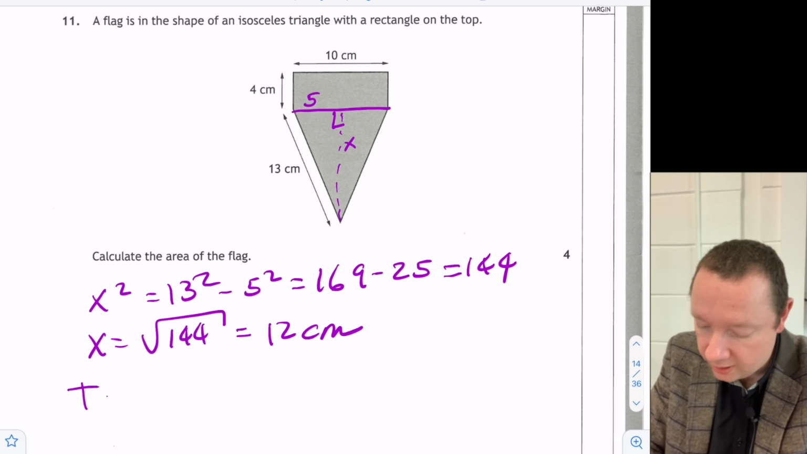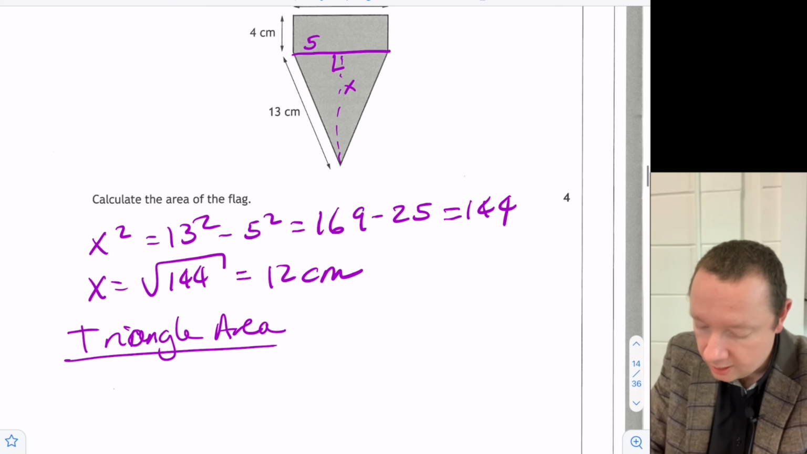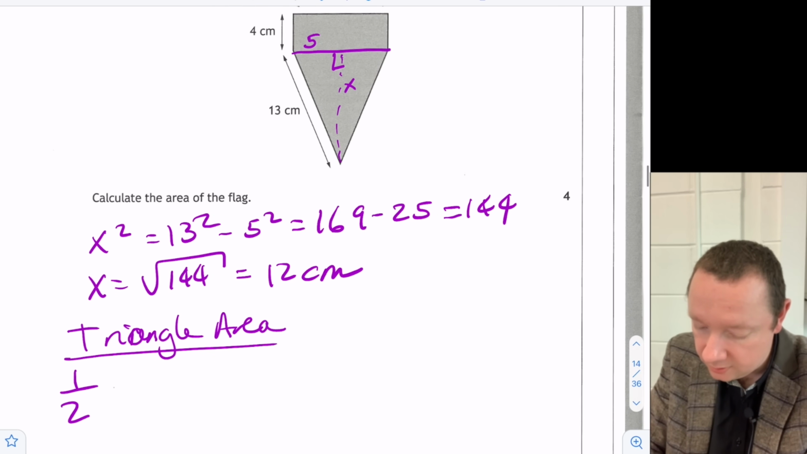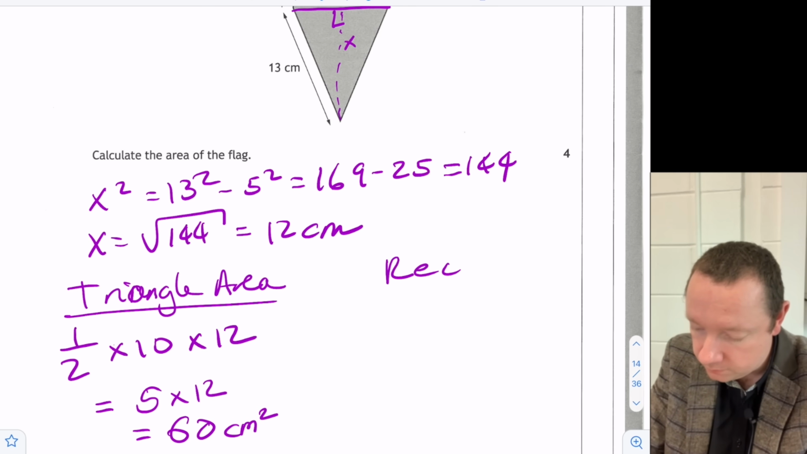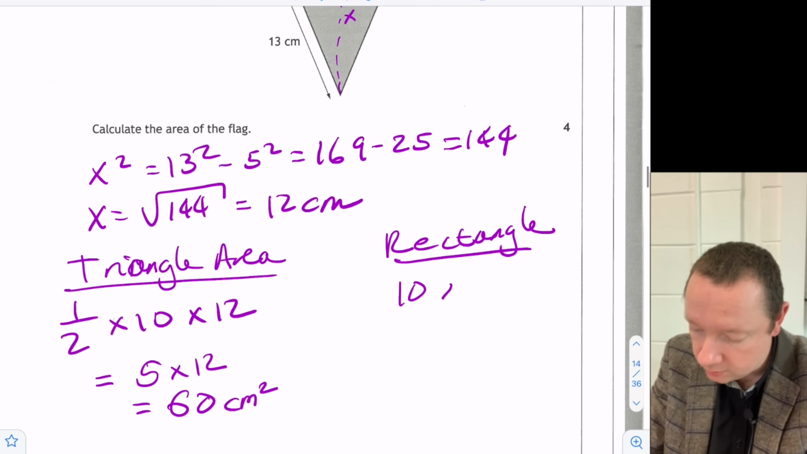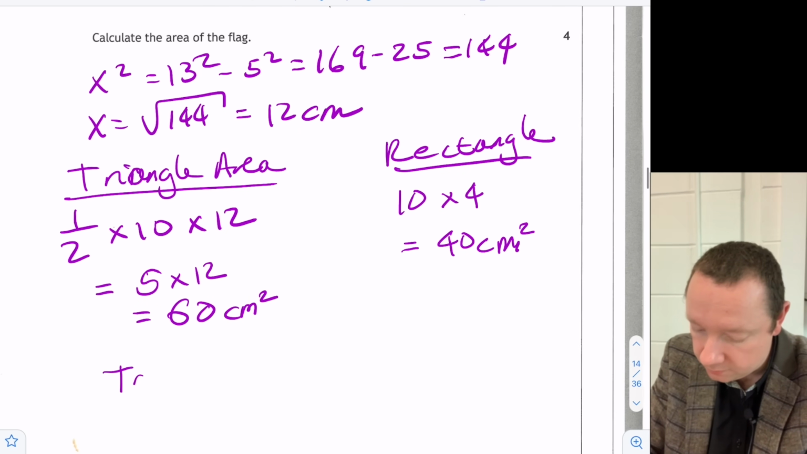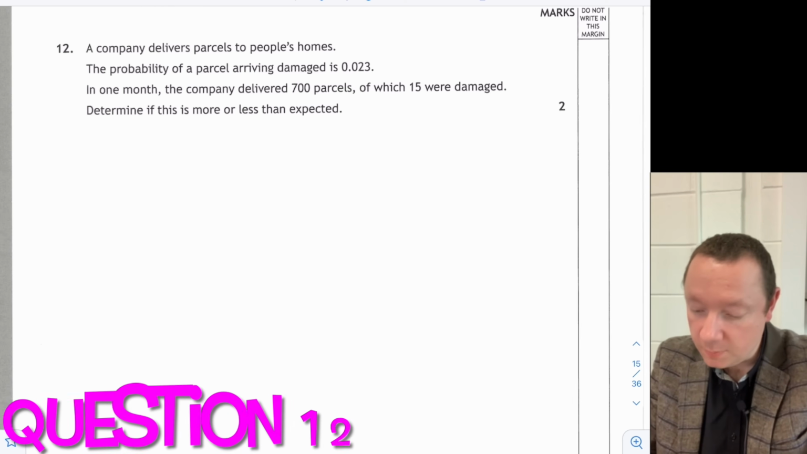So our triangle area, half the base. The base is 10 times a height of 12. That's 5 times 12, which is 60 square centimetres. And then for the rectangle, that's just length times breadth, 10 times 4, which is 40 square centimetres. So the total area is 100 square centimetres.